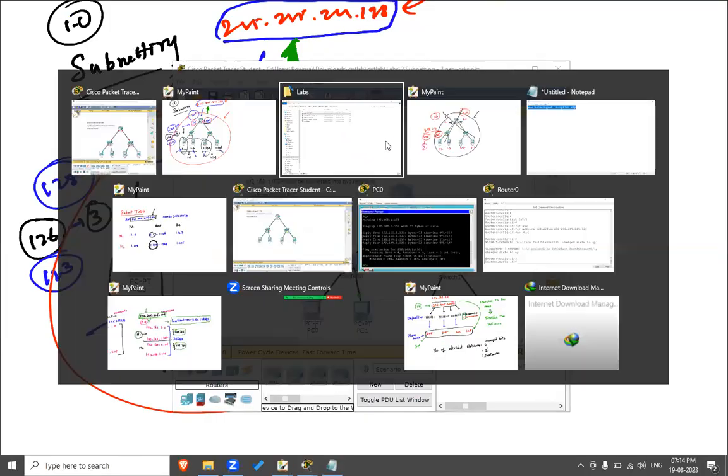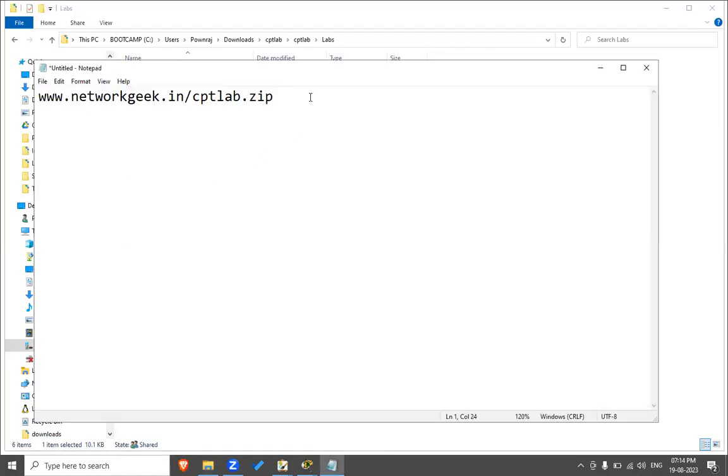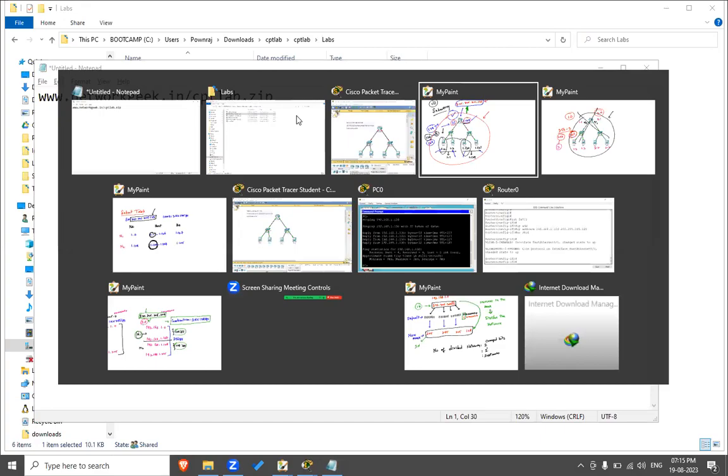Okay. So where can you download it from? You can download the file from this link, networking.in/cptlab.zip. Okay, good. Now let's get into the next thing.